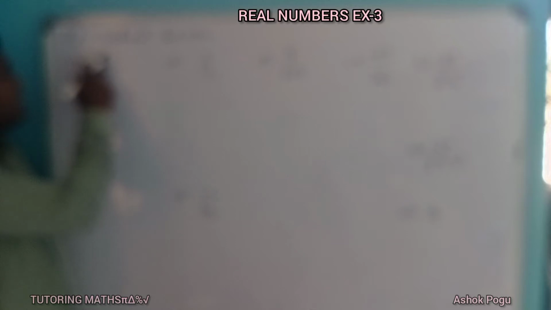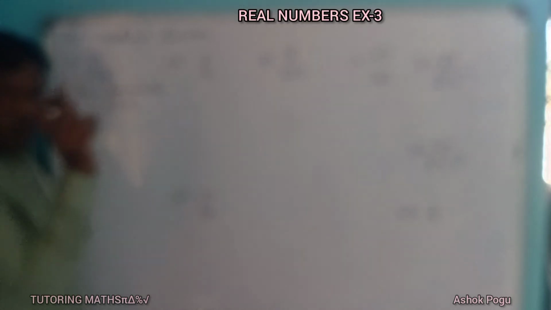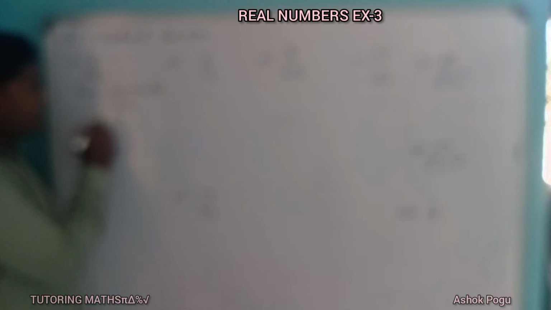Let us see question number 1. The first question is 13 by 3125. Here, what is the denominator? First of all, write the denominator. Denominator is 3125. Let us find the factors of the denominator. The last digit is 5. Directly you go for the 5 table. No problem. 5 sixes are 30. 5 twos are 10, because 12 and 5, 2 is left. 5 fives are 25. And again 5 table.